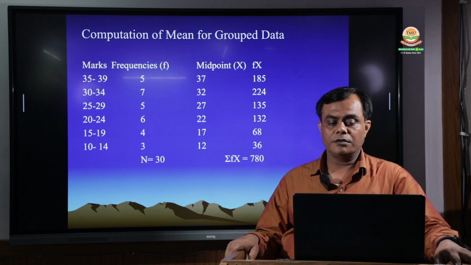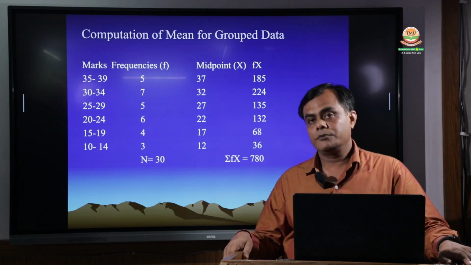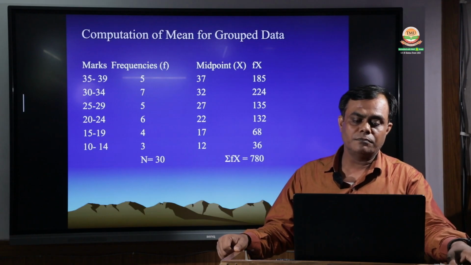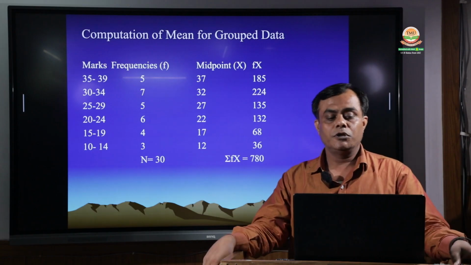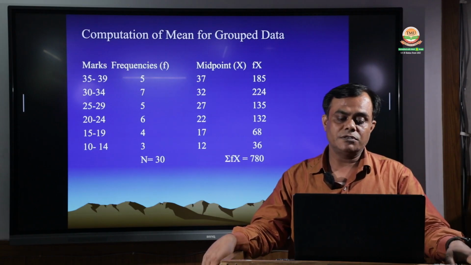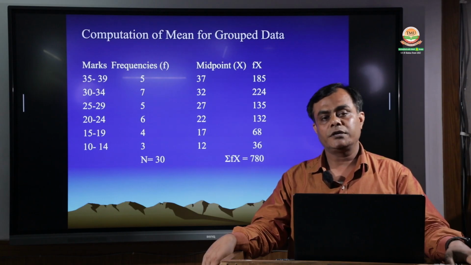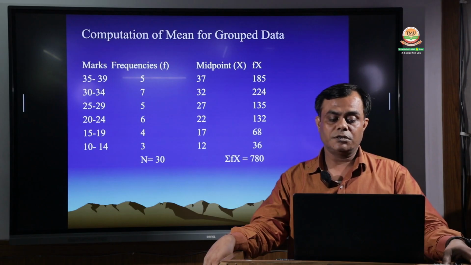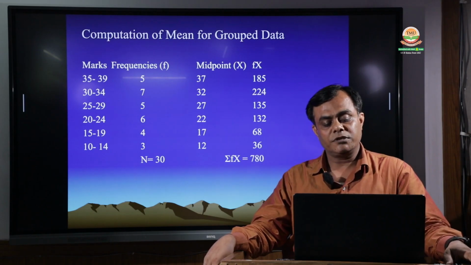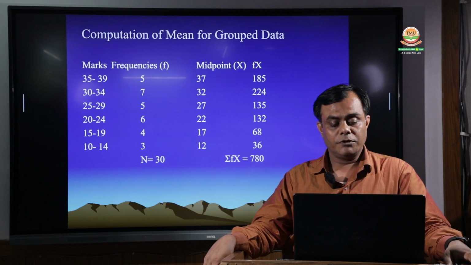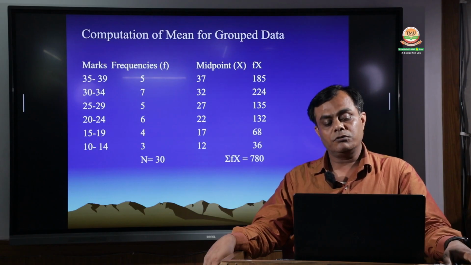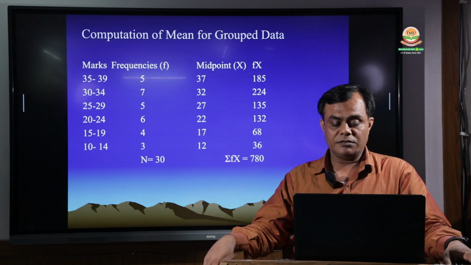So here we are seeing in this slide the marks. There is a group of the marks from lowest to highest. The highest mark is 35. So we take the highest marks group as 35 to 39, then 30 to 34, 25 to 29, 20 to 24, 15 to 19, and 10 to 14, because here the lowest mark is 10 and the highest mark is 35.